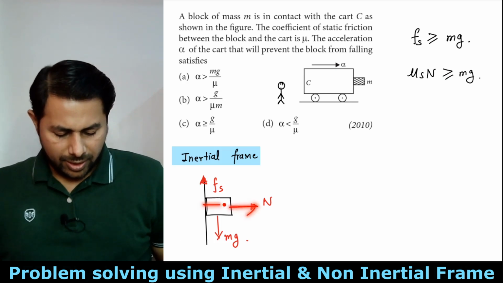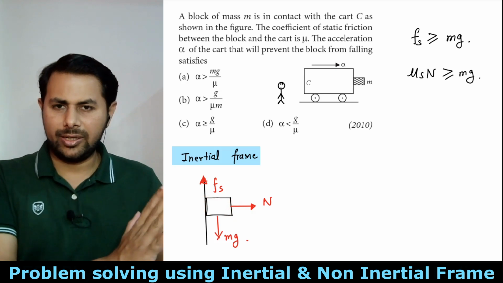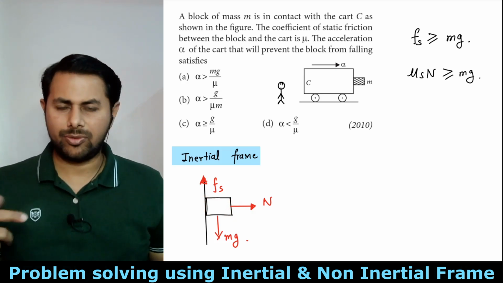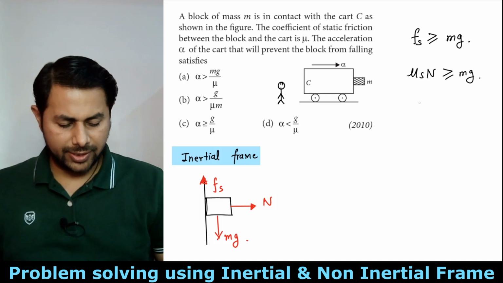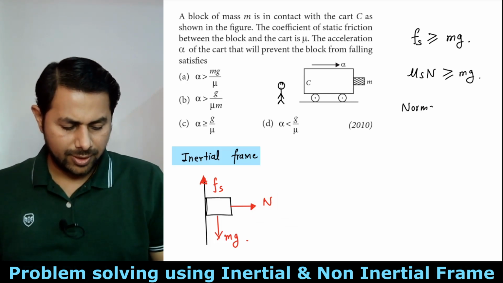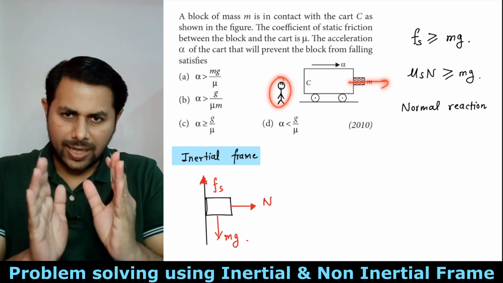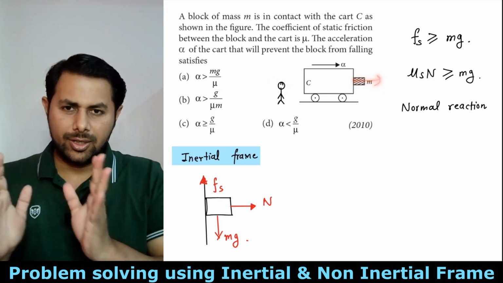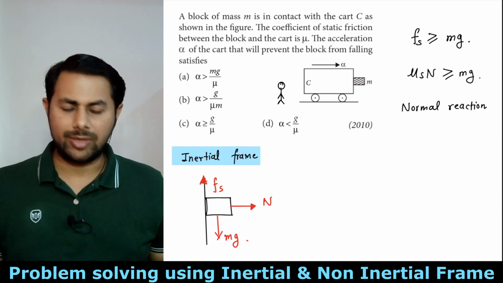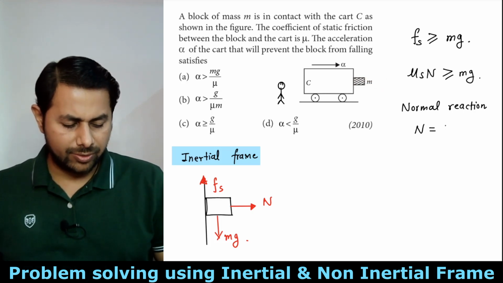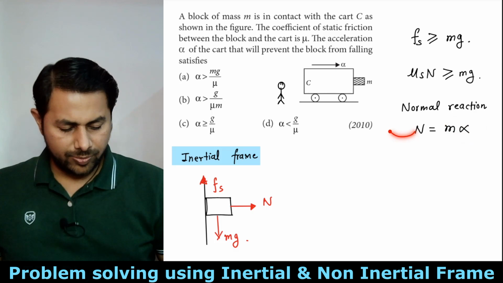Then there is the normal reaction due to the cart. What's happening to this block? It is moving along with the cart, so it is accelerating. Who is providing that acceleration? It's the normal reaction. So this person will say this block is accelerating in this direction and the normal reaction is causing the acceleration of the block. Therefore the normal reaction is equal to mass multiplied by acceleration, and the acceleration is alpha.